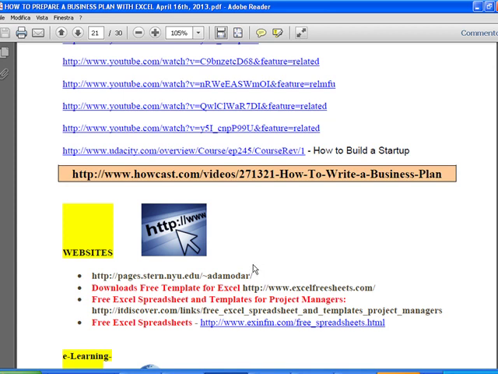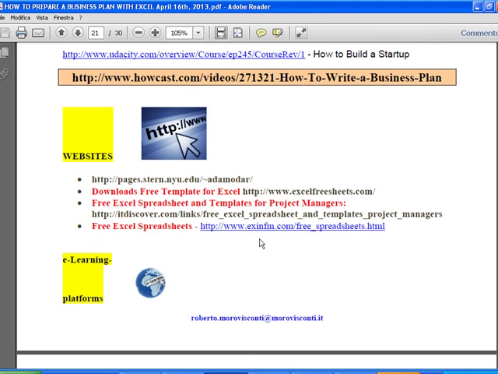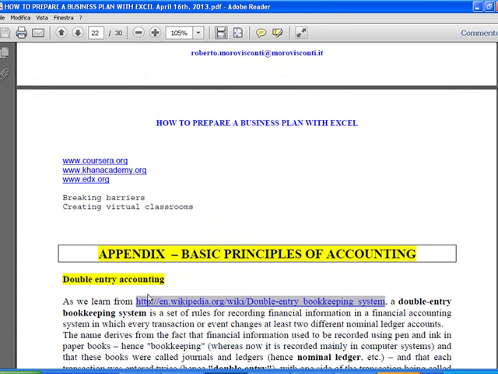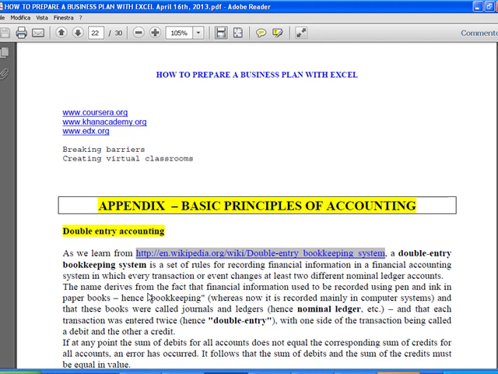The one, for example, from Professor Damodaran from New York University. Then you can have e-learning platforms, Khan Academy, Coursera, edX, whatsoever. Then the last appendix is concerned with basic principles of accounting. If you're not strong enough, if you feel weak, you can have some summary of basic accounting principles.